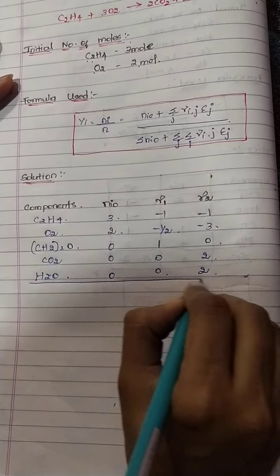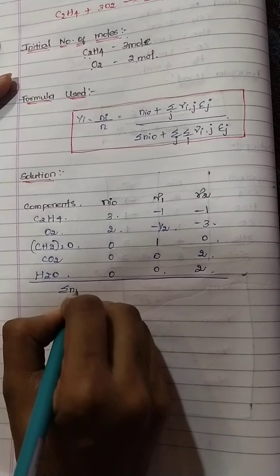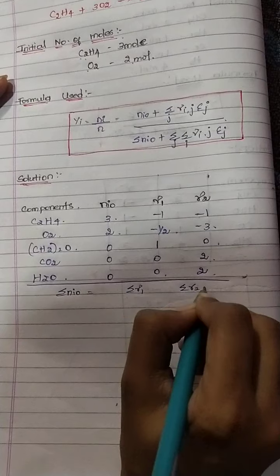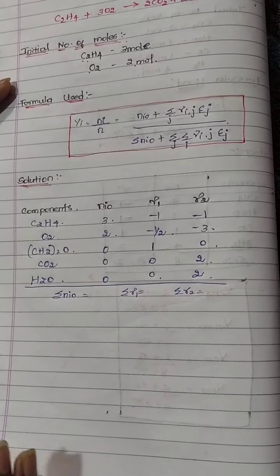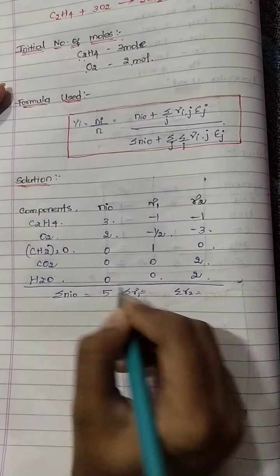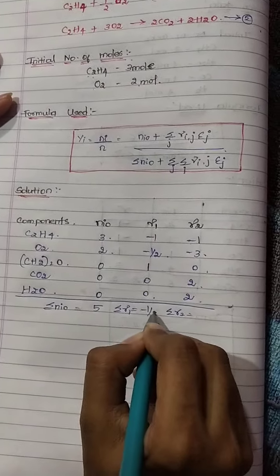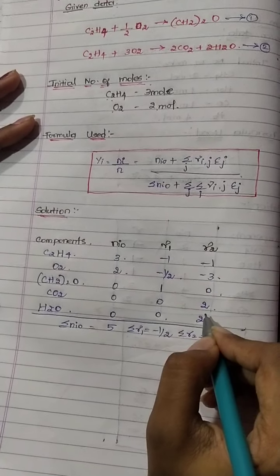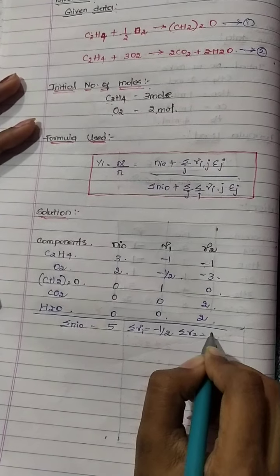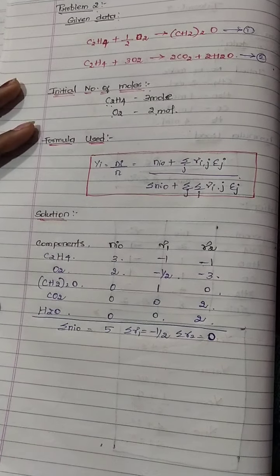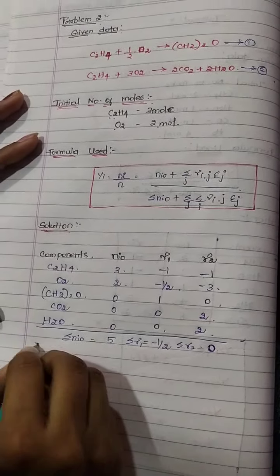So now I can find summation Ni naught, summation nu 1, summation nu 2. Am I clear? So this is 5, and for nu 1, minus 1 plus 1 will get cancelled, so minus 1 by 2. Here, minus 4 plus 4, so it is 0. Okay. So this is my table. Please draw this table using scale and pencil. Okay, that will give you the marks.